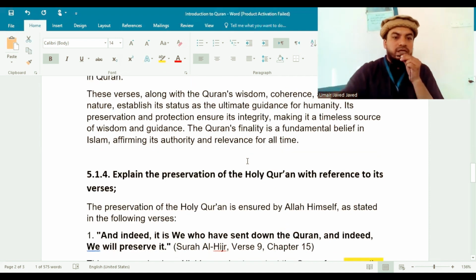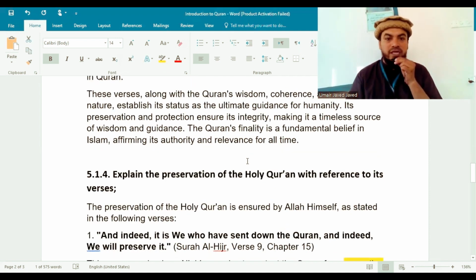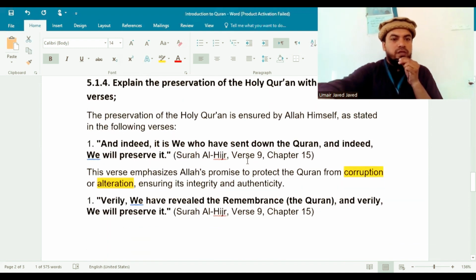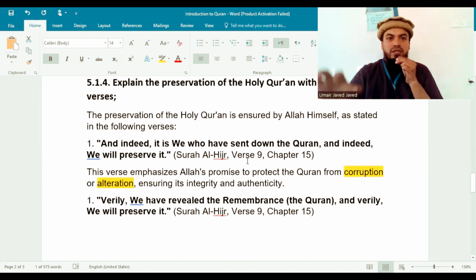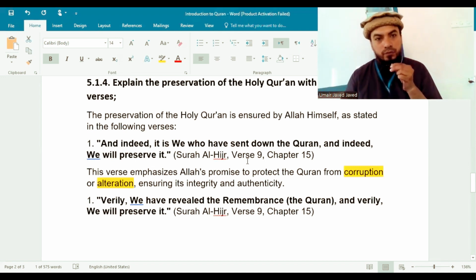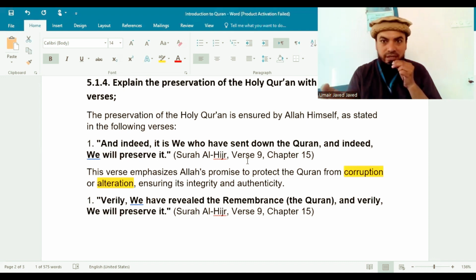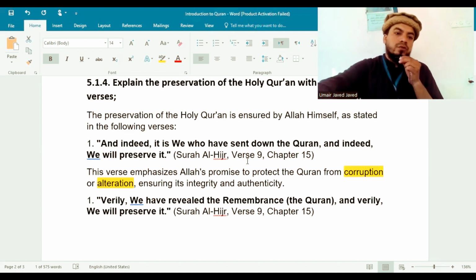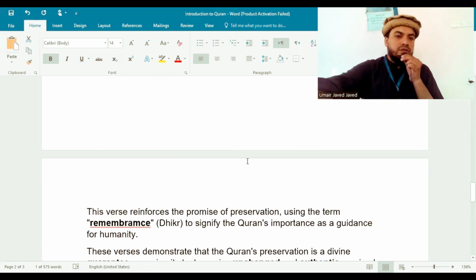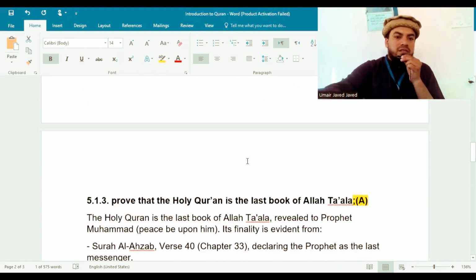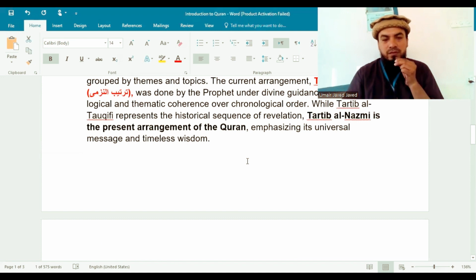The last part, 5.1.4, explain the preservation of the Quran with reference to its verses. In this question the examiner is asking about the preservation of the Quran. Explain means understanding, so the examiner wants to check your understanding level, your comprehension level. See this answer, I have added two verses to prove the preservation of the Quran. In this style, in this mode, you can answer the questions of AKB in the Islamic paper.